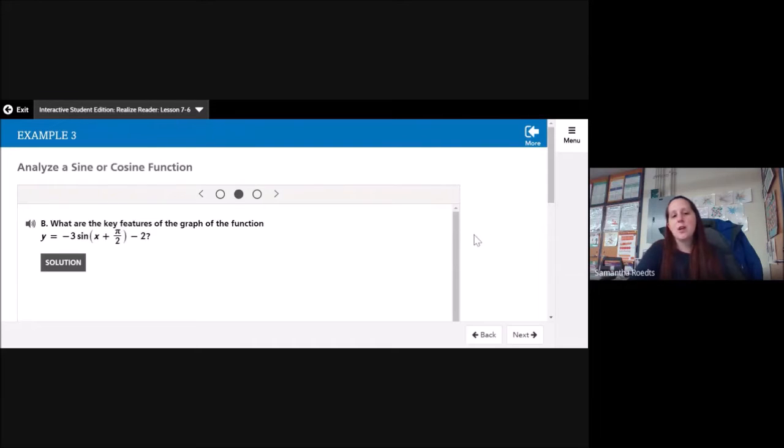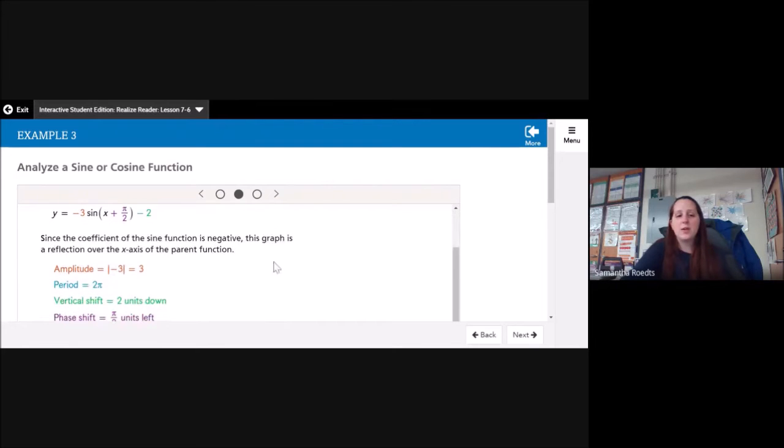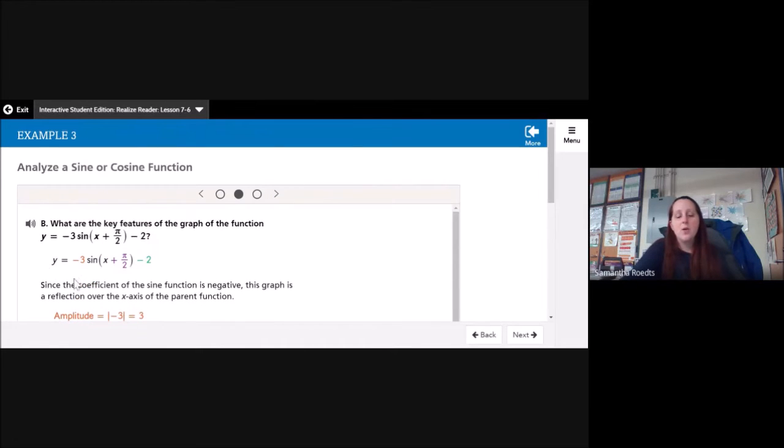What are the key features of the graph of the function y equals negative 3 sine of x plus pi over 2 minus 2? So y equals negative 3 sine of x plus pi over 2 minus 2 gives me an amplitude of 3. Remember, I take the absolute value of the number that's out in front. I have no period shift. My period doesn't change, so that 2 pi is still 2 pi. My vertical shift, I have a minus 2, so I shifted 2 down.